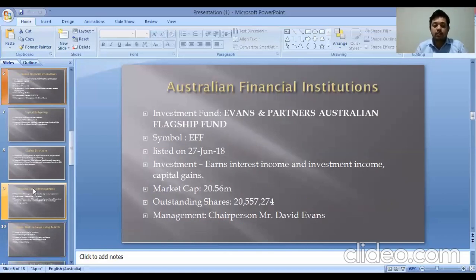And the final type of financial institution is investment fund. Investment fund earns interest income and investment income and capital gains. Talking about an illustration, we are talking about Evans and Partners Australian Flagship Fund, whose symbol is denoted as EFF. This was listed on 27th of June 2018. Its market capitalization is around 20.56 million. In its management, the chairperson is Mr. David Evans. So after this, for the further continuation of our presentation, my friend Masab Adnan will take the lead and he will continue. Thank you.